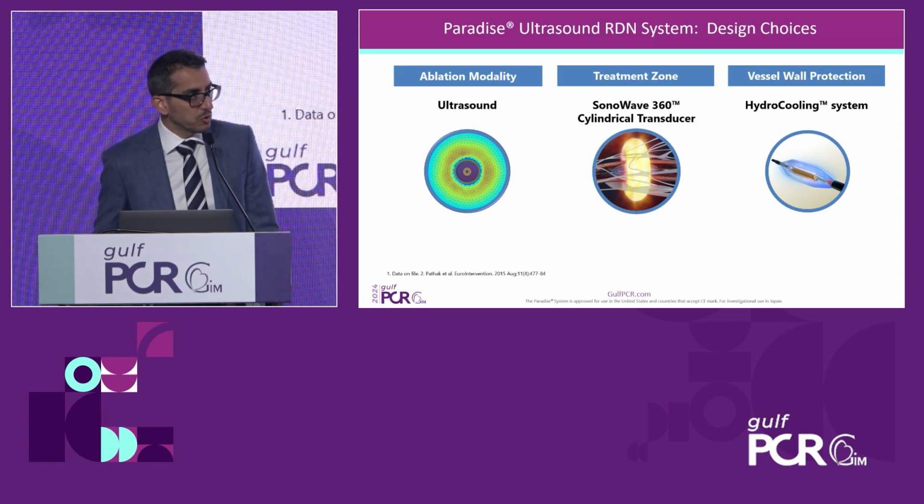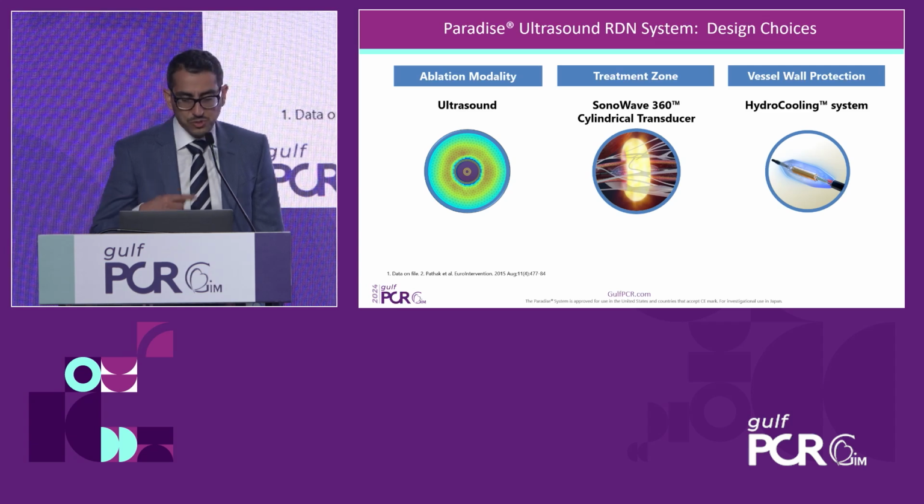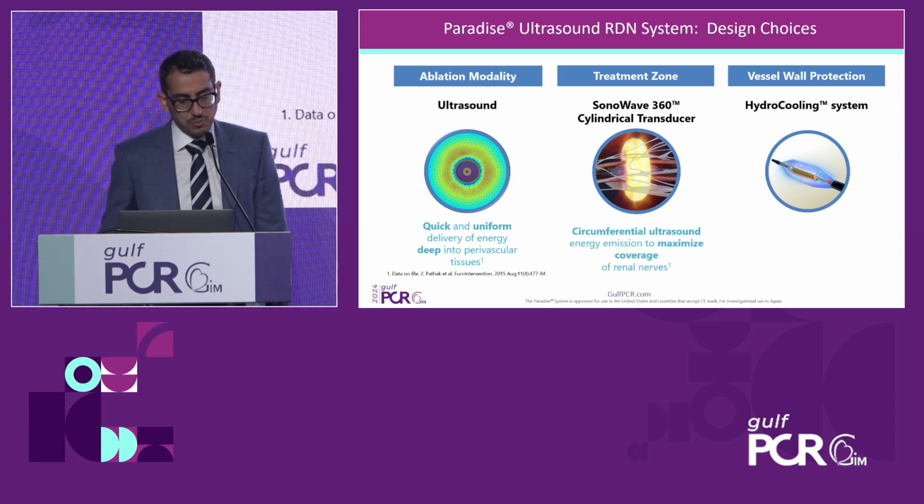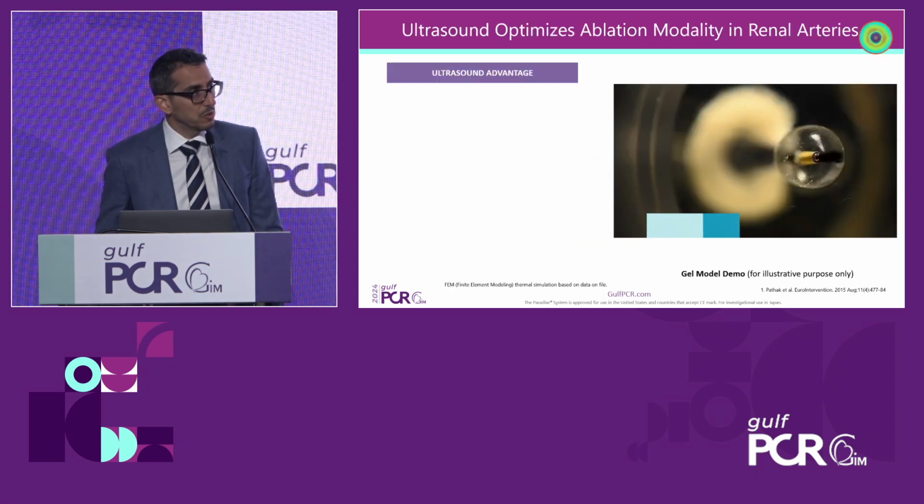The modality uses ultrasound to create heat in a cylindrical manner, so you get a cylindrical ring around the balloon catheter itself. The catheter has a hydrocooling system within the balloon that cools the outer surface of the catheter, which in turn cools the endothelium and protects it from the heat. The idea is that this allows for deep penetration into the perivascular space, keeping it as a circumferential donut around the renal artery, and protects your vessel itself.